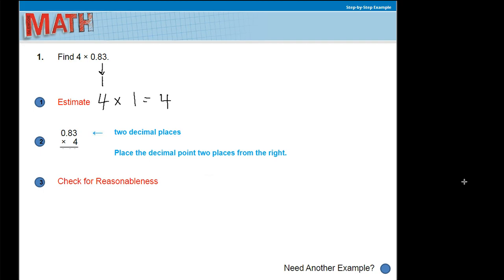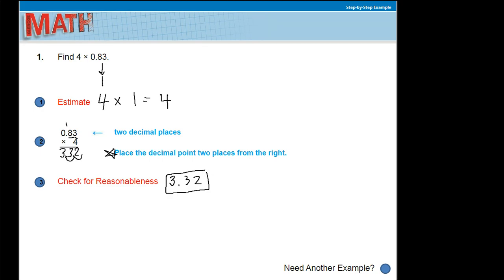So 4 times 3 is 12. Carry the 1. 4 and 8 is 32, 33. And so since we have 332, we need to also add our decimal in, okay? So we have two decimal places, which means we're going to move the decimal twice after we get our answer, which is going to be 1, 2, and then our answer is going to be 3.32.